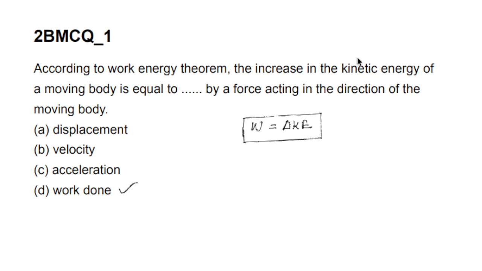According to the work energy theorem, the increase in the kinetic energy of a moving body is equal to work done by a force acting in the direction of the moving body. So of course, if the kinetic energy is increasing, there must be some work done on it. That is what the work energy theorem is. Work done is equal to change in kinetic energy.